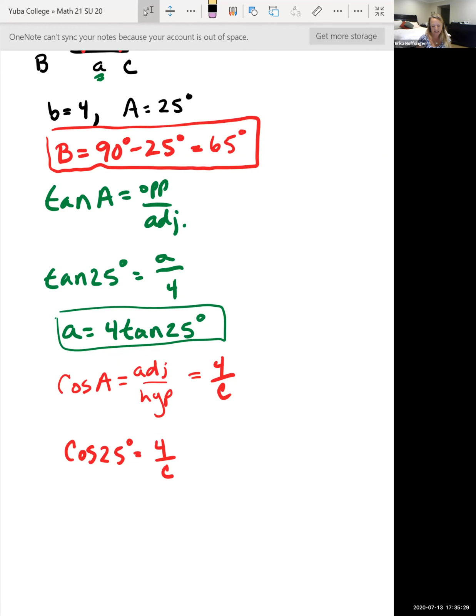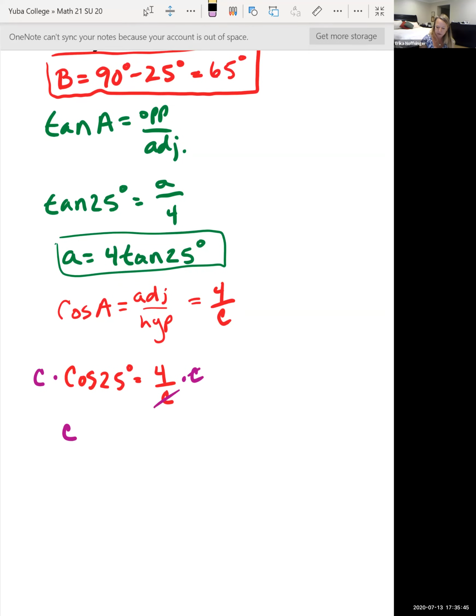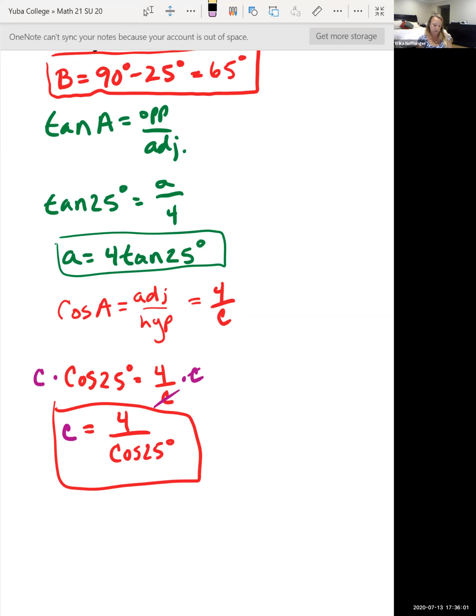If we multiply both sides by C and then divide both sides by cosine of 25 degrees, we can get C by itself. So C is equal to 4 divided by cosine of 25 degrees. If you're plugging these into the calculator, make sure your calculator is in degree mode and not radian mode.